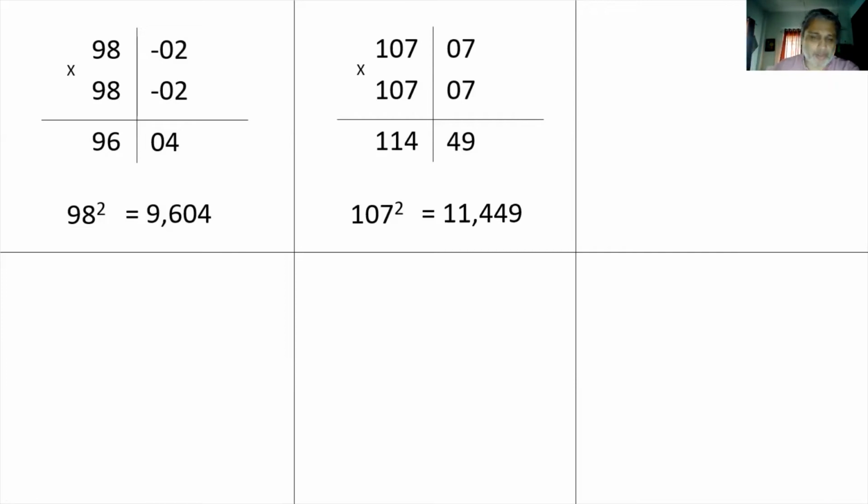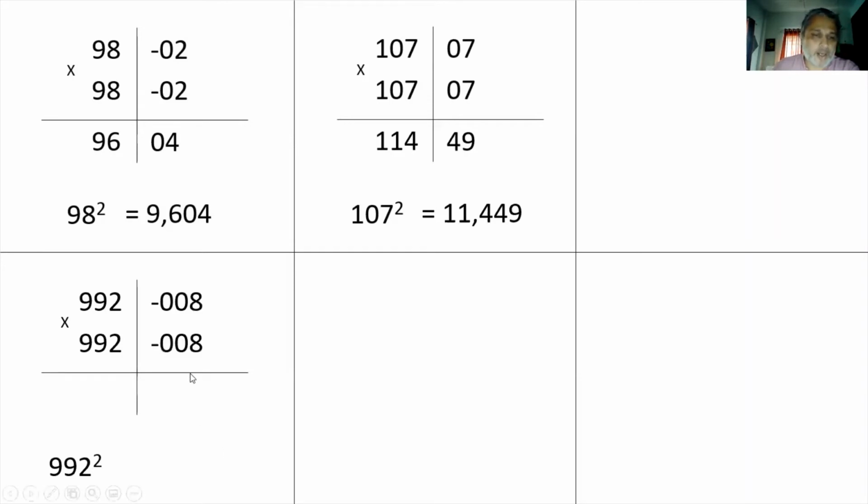We'll take another example. Suppose you want to find 992 square. In the case of 992, the closest base is 1000. So we'll compare our number 992 with 1000. Our number 992 is 8 less than 1000. And now we'll write that difference in 3 digits because the closest base is 1000. So it is minus 008. Same for the second number.